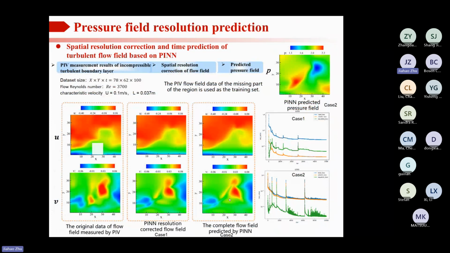For spatial resolution correction, we simulate two cases. One is to assume that the resolution of the original experimental data is low, and the other is to assume that data of a local area can't be measured due to the limitation of experimental conditions. The left image is the velocity field measured by PIV. The middle and the right images are the spatial resolution correction flow fields obtained by training PINN for these two cases. And the prediction accuracy can reach the negative power of 10.